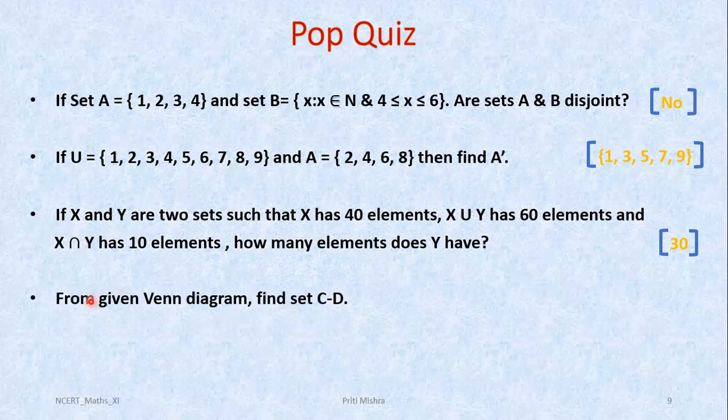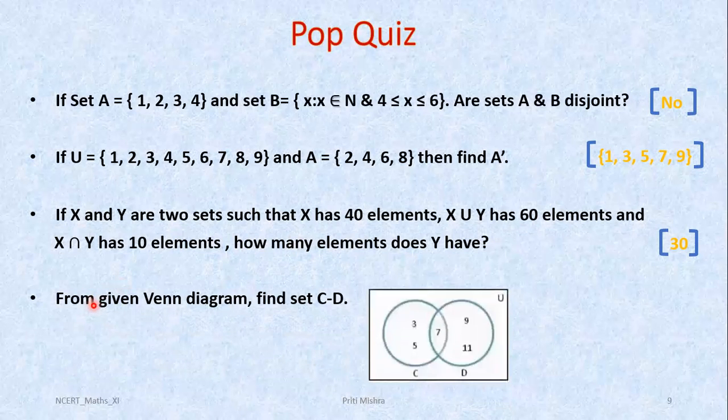So our next question is, from the given Venn diagram, find set C minus D. Yes, find C minus D. Very simple question again. So the answer is the set {3, 5}. Here this portion is showing you set C minus D. 3 and 5 are the elements of the set C minus D.